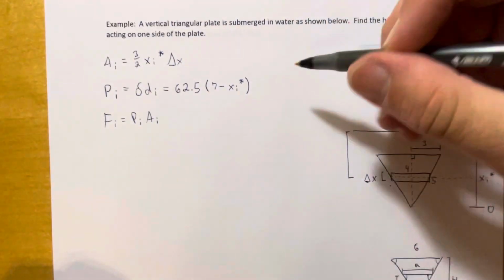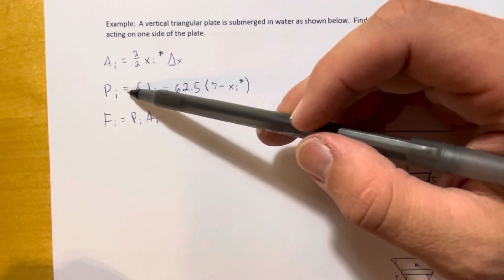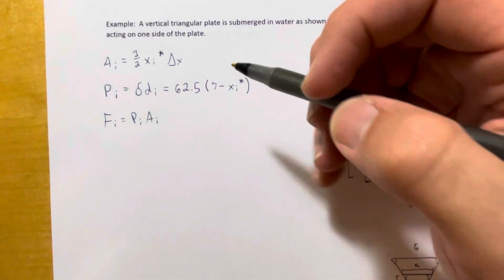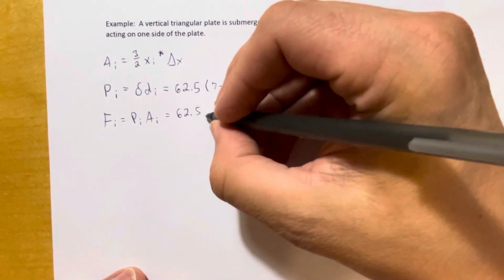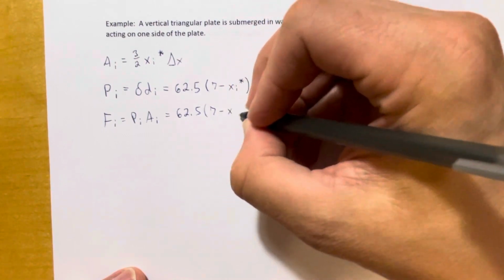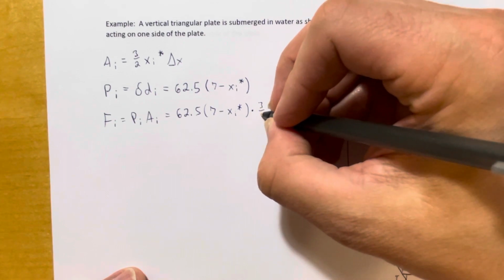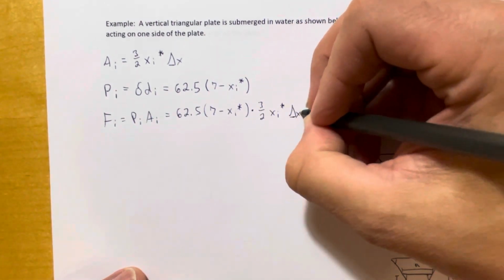So notice the sequence of steps here. Finding the area of your approximating rectangle, then finding the pressure acting on it, and then finding the force from those two things that we just did. So I need to multiply these two things together. This is equal to 62.5 times (7 minus xi star) times 3/2 xi star delta x.